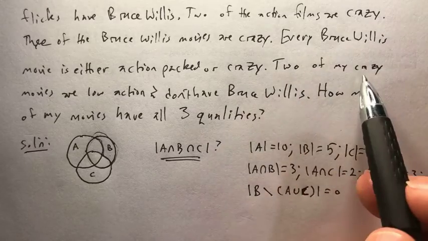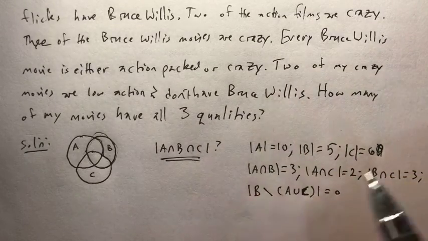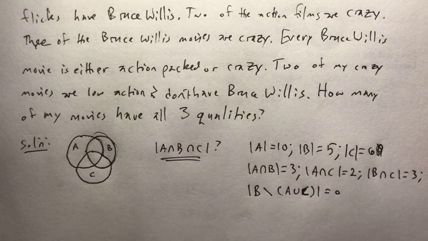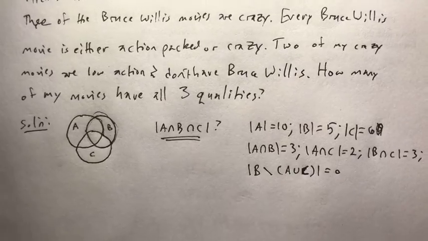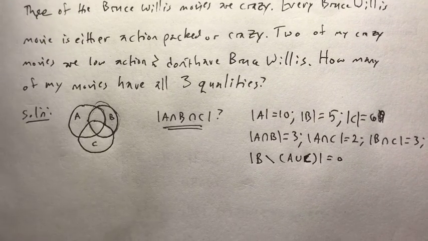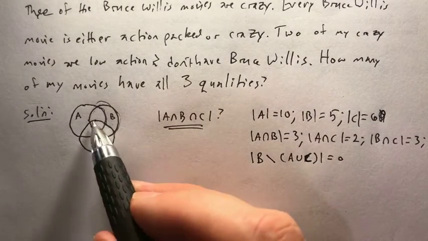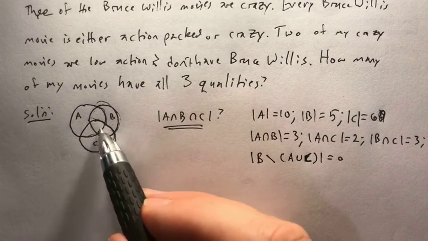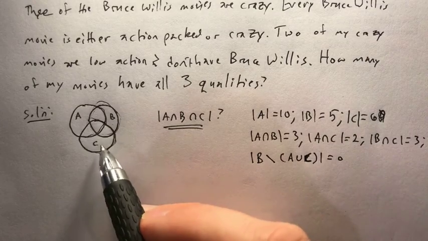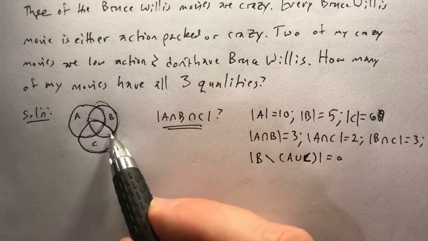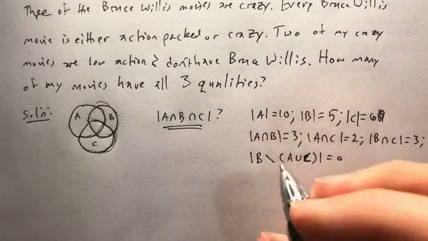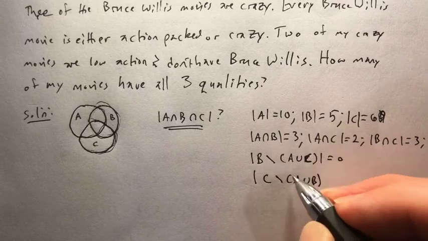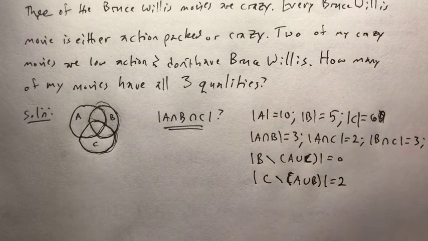Next, 2 of my crazy movies are low action and don't have Bruce Willis. So after filling this one in, think about what this sentence is saying. We're saying 2 of the 6 films here are not in action and are not in Bruce. That's the same as saying there are 2 in this little region here. So that's what we're saying: the size of C set minus A union B is 2.